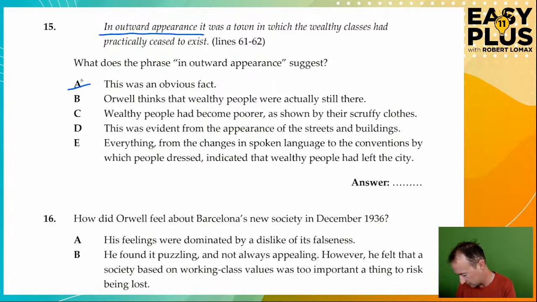Orwell thinks that wealthy people are actually still there. Maybe, need a bit more thought. Wealthy people have become poorer as shown by their scruffy clothes. Maybe, this was evident from the appearance of the streets and buildings. Evident means clear, an apparent fact. Something's obvious, rather. And again, that doesn't match in outward appearance.